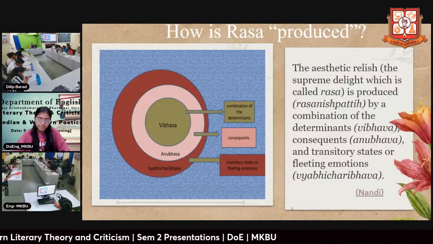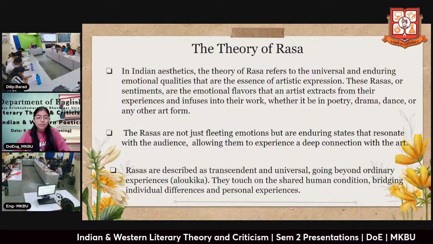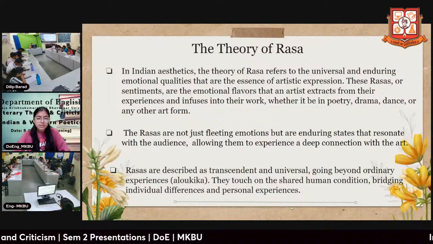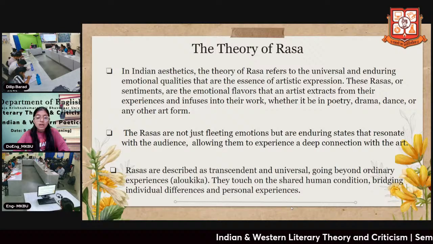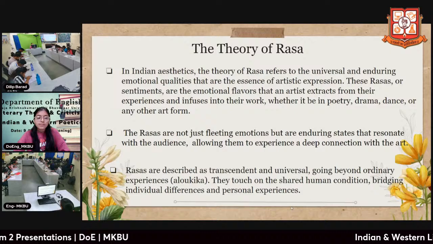The theory of Rasa. In Indian aesthetics, the theory of Rasa refers to the universal and enduring emotional qualities that are the essence of artistic expression. These rasas or sentiments are the emotional flavors that an artist extracts from their experiences and infuses into their work, whether it be in poetry, drama, dance, or any other art. The rasas are not just fleeting emotions, they are enduring states that resonate with the audience, allowing them to experience a deep connection with the art.